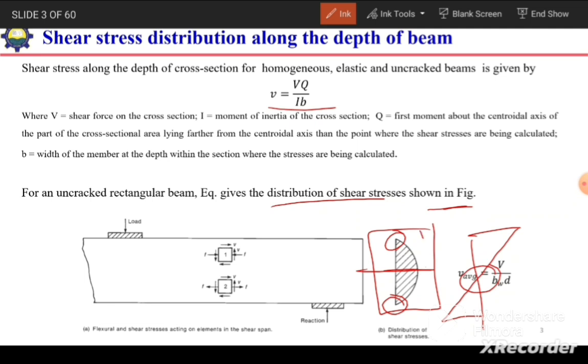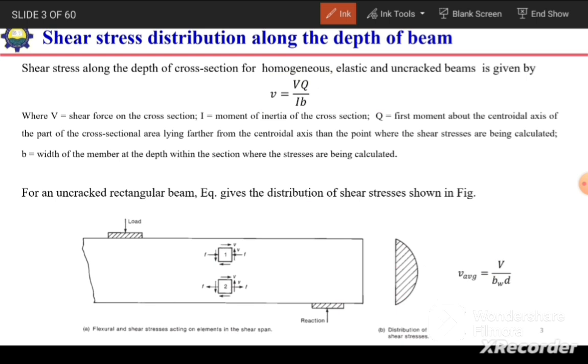To understand why we have this type of distribution of shear stresses, we need to understand the concept of Q, and how we can calculate it. In this equation V is constant for a particular section, I is also a constant for a particular section, and B is also a constant for rectangular beams. The only variable changing with respect to the depth of the beam is Q. So if we can understand how to calculate the first moment of area about the centroidal axis, then we can easily understand this distribution.